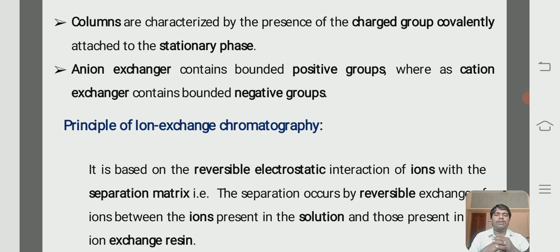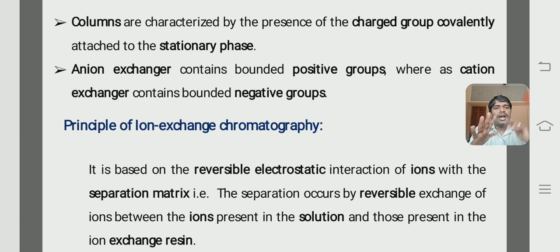Coming to the principle of ion exchange chromatography. It is based on the reversible electrostatic interaction of ions with the separation matrix. That is, the separation occurs by reversible exchange of ions between the ions present in the solution, and those present in the ion exchange resin. Solution means here the mixture of components which needs to be separated, dissolved in a suitable solvent.